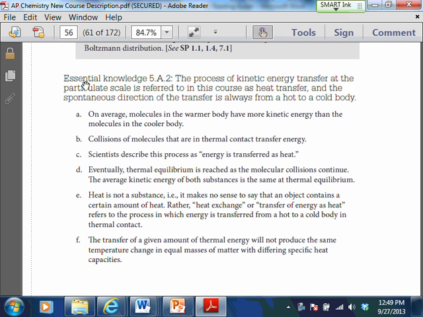All right. Collisions of molecules that are in thermal contact transfer energy. So every time molecules hit one another, they transfer energy just like any two colliding bodies would. Right. So you think about a pool table. You hit the cue ball, it hits the other balls, transfers some of its energy. Okay, that's what's happening. Scientists describe this process as energy is transferred as heat. So anytime it says energy is transferred as heat, that's what they're talking about.